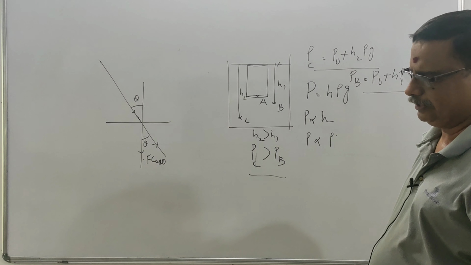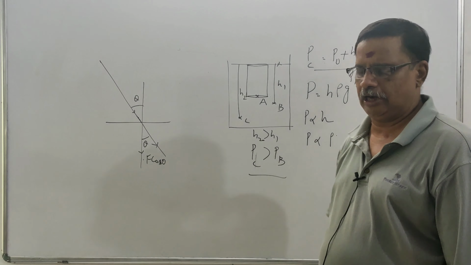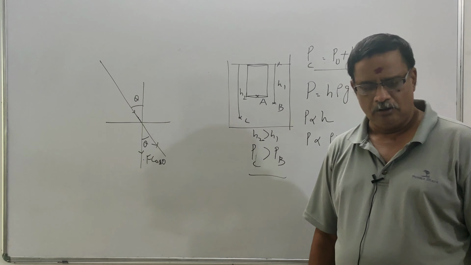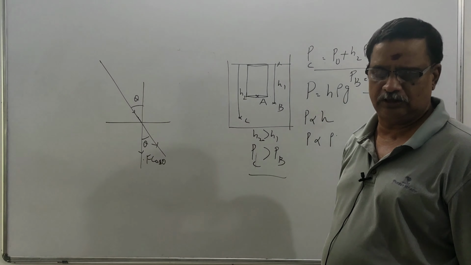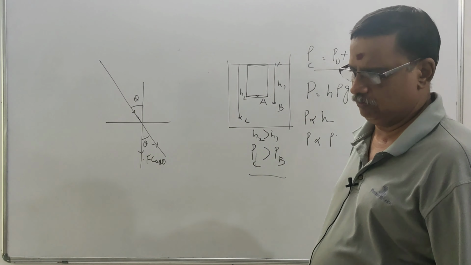So if somebody asks you what is the pressure on the free surface of a liquid, your answer should be atmospheric pressure, not 0. On the other hand, if somebody asks you to calculate the hydrostatic pressure on the surface of the liquid, quite obviously your answer will be 0.